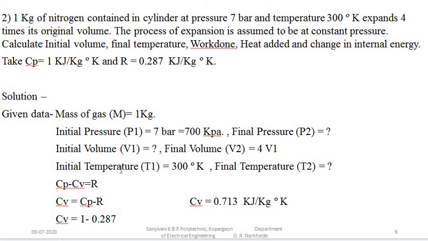So we are given the Cp value and the R value, so we can calculate the Cv value. Cv is equal to Cp minus R, so Cv is equal to 1 minus 0.287. So the Cv value is 0.713 kilojoule per kg degree Kelvin. So this is the given data. Now we'll start with solving the problem.